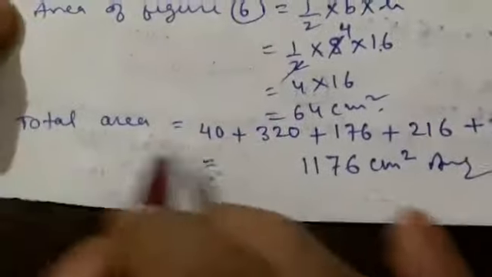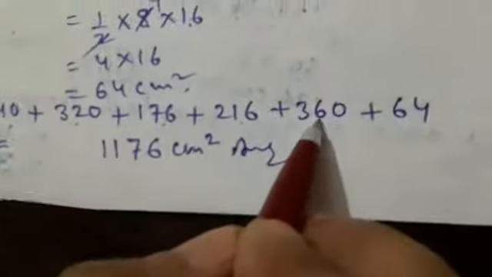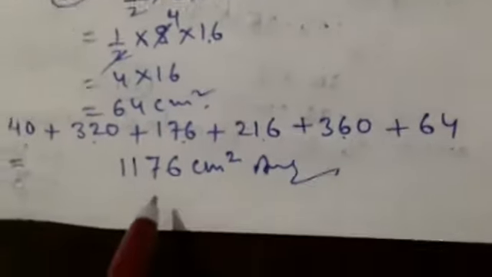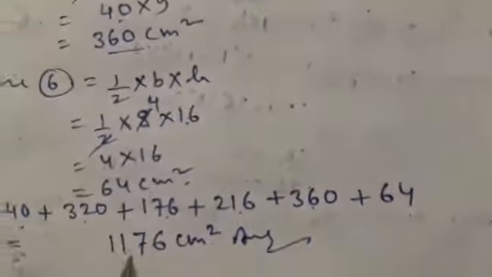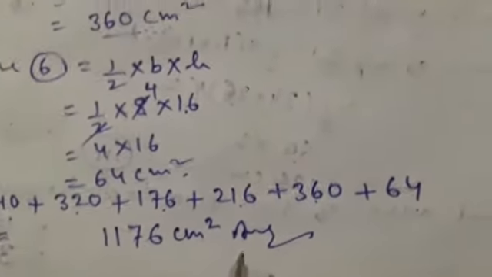Now the total area is 40 plus 320 plus 176 plus 216 plus 360 plus 64, that is equal to 1176 centimeter square. This is our answer.